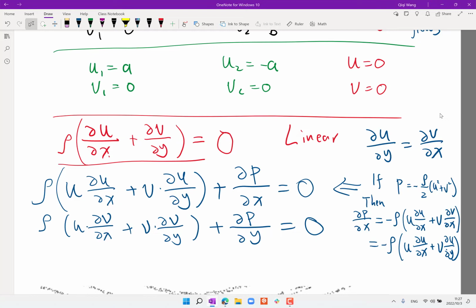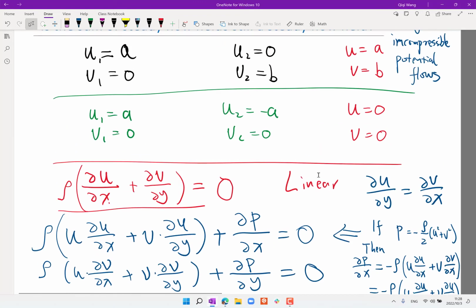Adding up flow fields to make up new flow fields, a more and more interesting flow field that approximates what actually happens around different airfoils at different angles of attack. Okay, so just to give you one example. This is a perfectly fine flow field, right? And it's incompressible and potential.